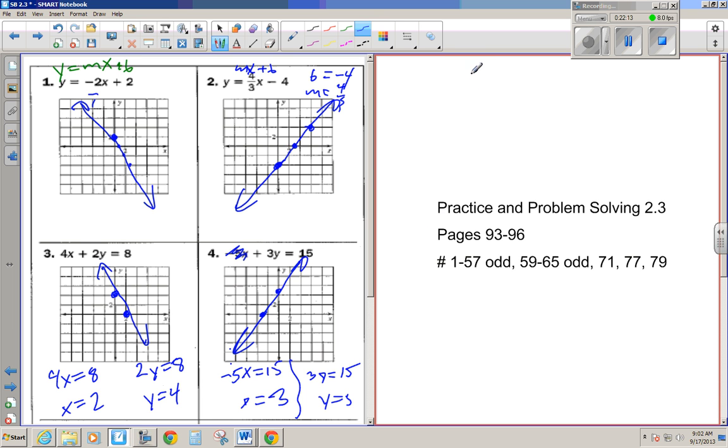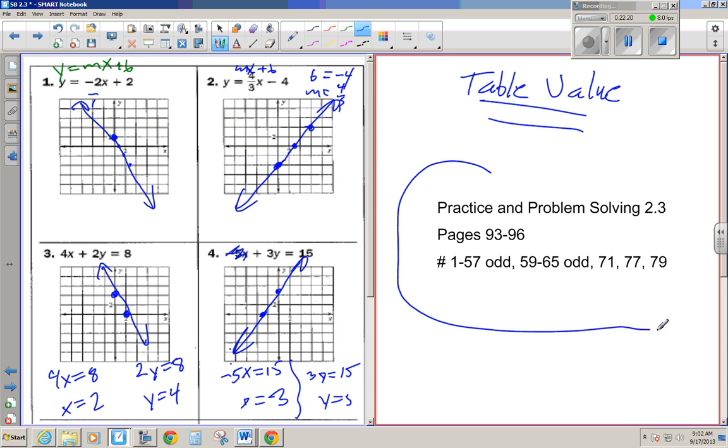You could always make a table of values. Don't forget, that can always work as well. So this is what we should be doing in class. Make sure you finish the guided practice, and good luck.